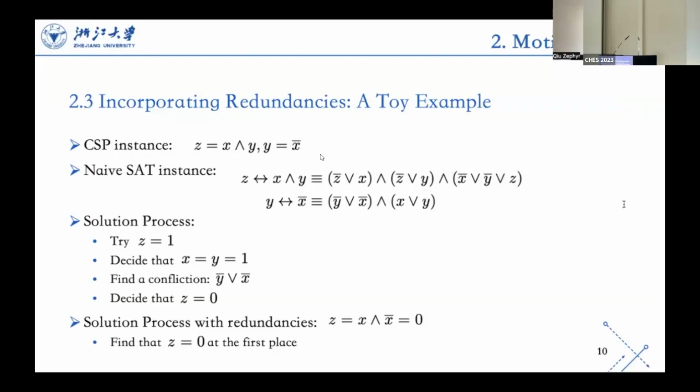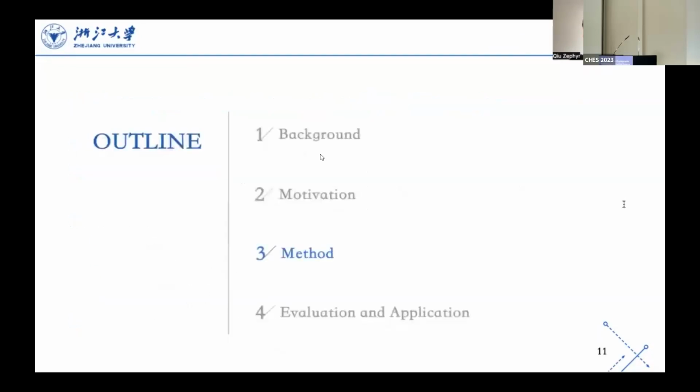But what happens if we incorporate redundancies, which are implied by the original CSP problem? If we substitute the expression of Y into the expression of Z, we'll find that Z equals 0. And if we incorporate the constraint Z equals 0 into the SAT instance, the SAT solver will obviate the need for exploring the branch Z equals 1.